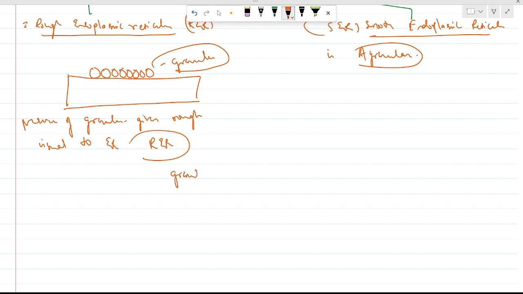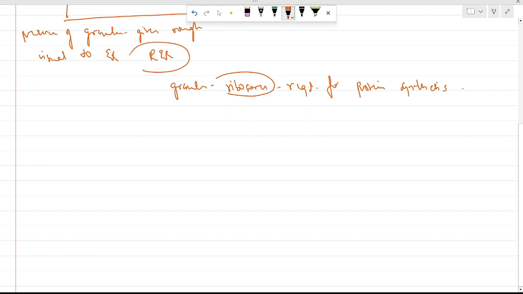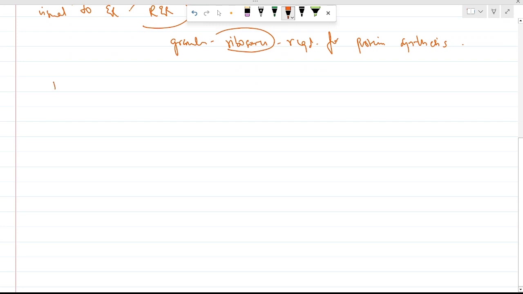These granules are actually the ribosomes, which are required for protein synthesis. Let's discuss one by one. First is the rough endoplasmic reticulum. As we have seen, these granules are ribosomes.